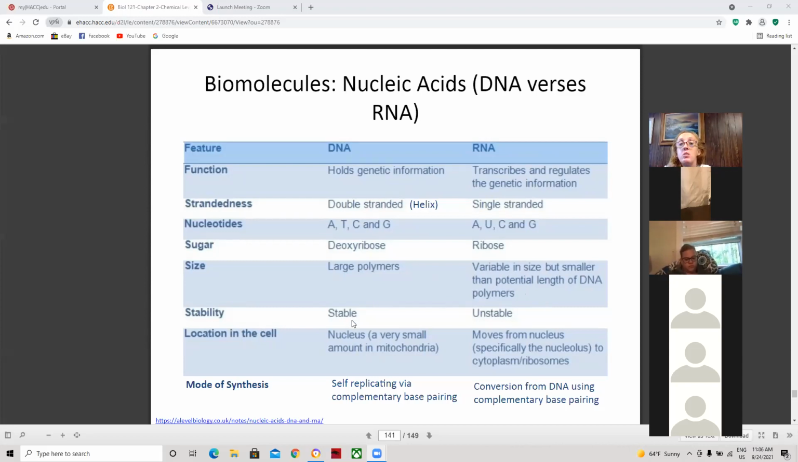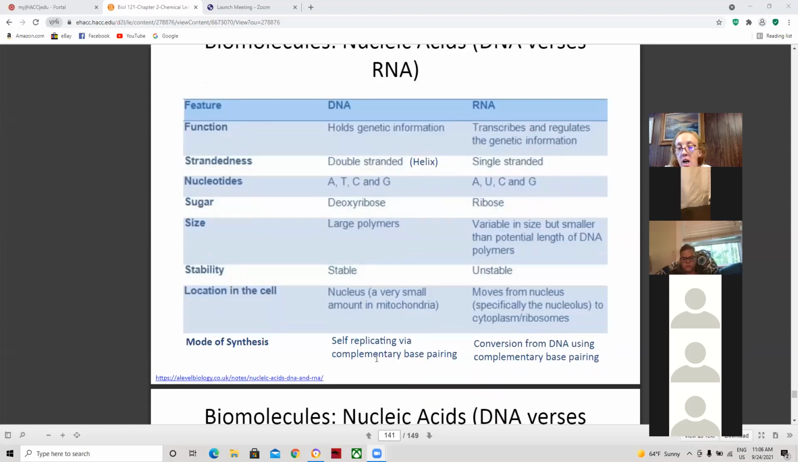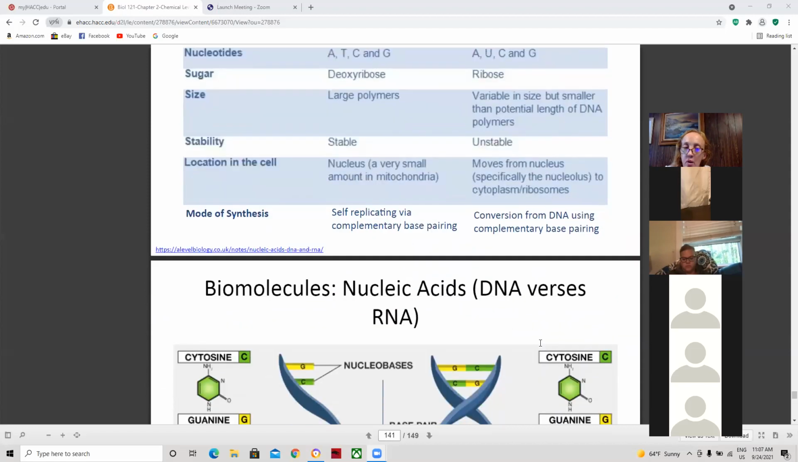DNA, because of its pentose sugar, is exceptionally stable. RNA is very unstable. DNA is located in the nucleus. RNA moves out of the nucleus once it's been made. DNA is self-replicating by complementary base pairing. RNA is converted from DNA using complementary base pairing. Give me 3 more minutes here.